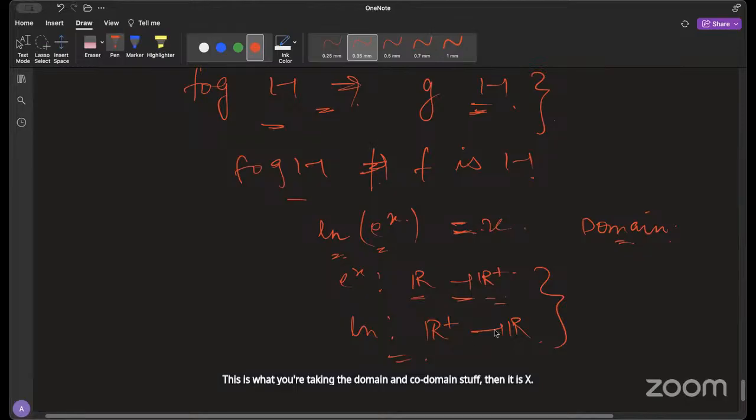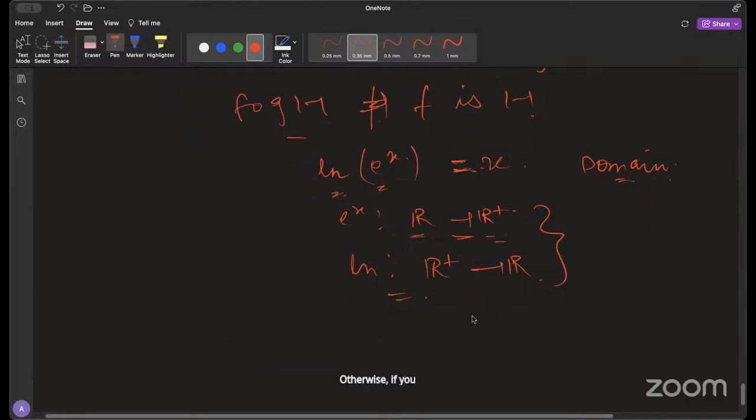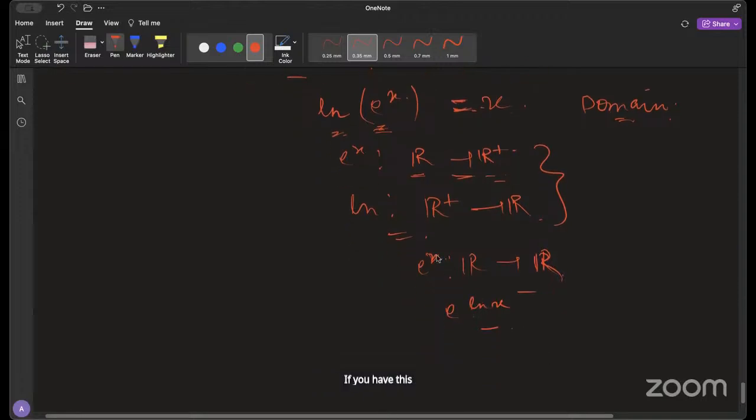then it is x. Otherwise, let's just say you take R to be from here to here. And then this is not even defined, isn't it? Because then you'll have e to the power x. Not this one actually, this one. If you have this thing, so you have natural log of here to here.